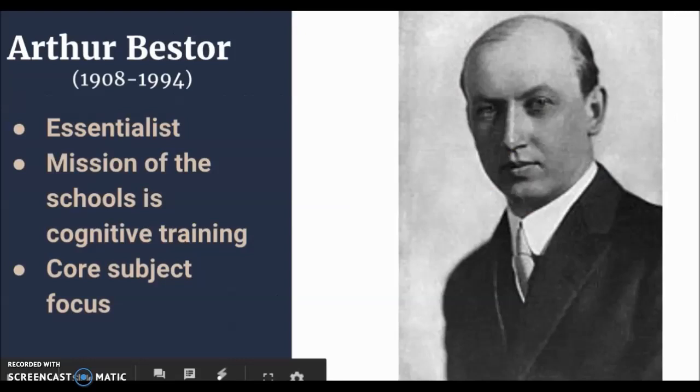Arthur Bester, which is our next influential key person, was a historian most noted for his research of utopian societies. He was also devoted to education and was a founding member and past president of the Council for Basic Education. Two of his well-known writings were Educational Wastelands and The Restoration of Learning, which explored what he called the sterility of American pre-collegiate education.